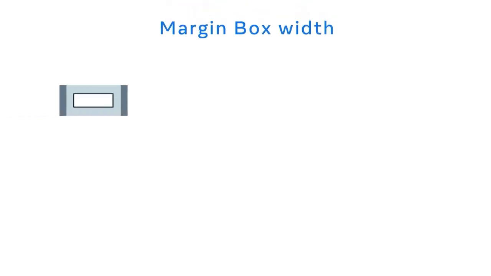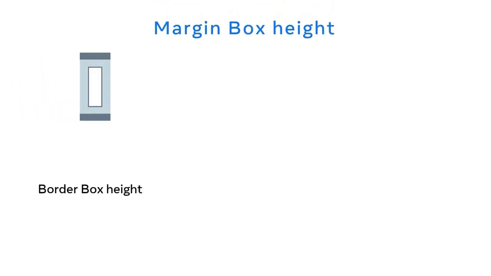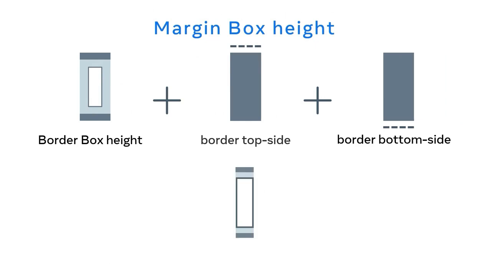Lastly, let's calculate the size of the margin box. Can you guess how? The margin box width can be calculated by adding the border box width, the margin left side, and the margin right side together. To get the margin box height, add the border box height, margin top side, and margin bottom side together. To easily remember this, think of the content as yourself. The padding is like the thickness of your clothes.